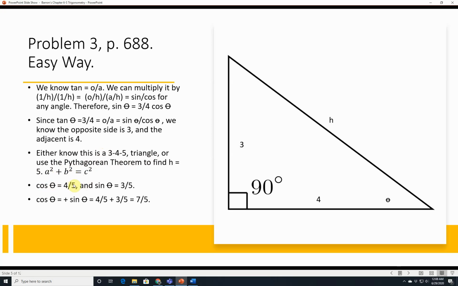Cosine of theta equals 4/5, because here's 4, here's 5, so that's going to be the adjacent over the hypotenuse, and the sine is 3 over 5, 3 over this, which is 5. So cosine of theta plus sine of theta is 4/5 plus 3/5, which is 7/5. All right, let's go on to the next one.